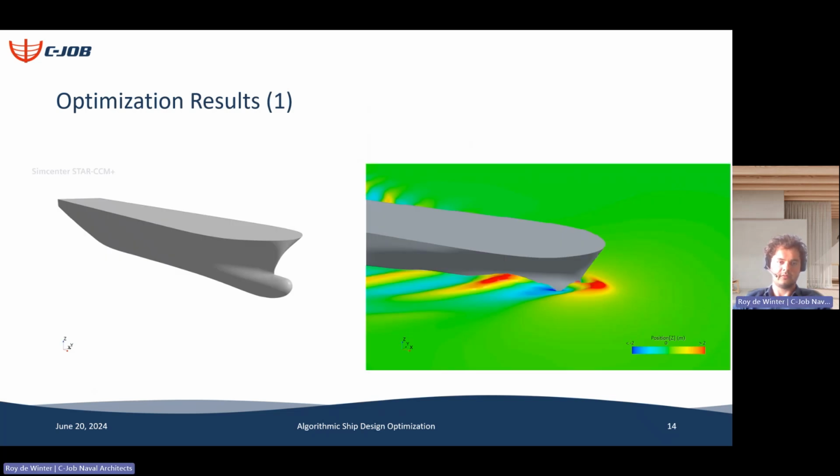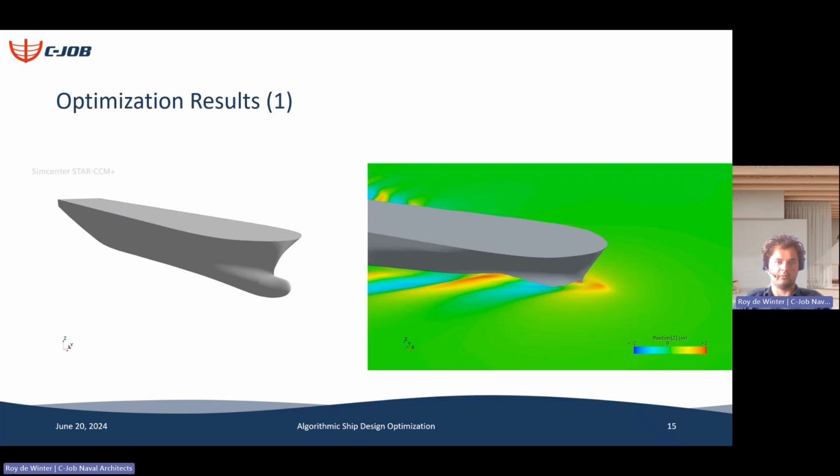So here you can see the original bulb and the wave that it generates at one of the speeds. And here you can see the new bulb. As you can see, there's quite a bit of difference between the two, as the original bulb makes much larger waves compared to the optimized bulb. And therefore, this new optimized bulb requires less energy.